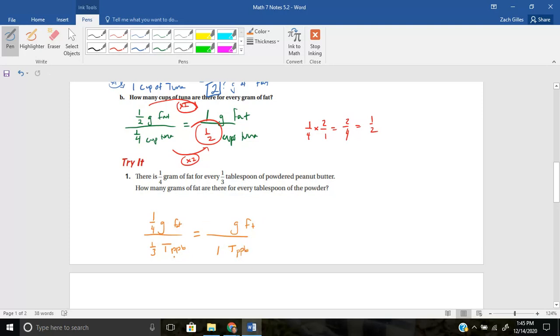Okay, well, how do I go from 1/3 to 1? What's that relationship? Well, it's just 3 times as big. I just multiply by 3. So to keep this ratio proportionate, I need to multiply my numerator by 3 as well. So 1/4 times 3 would just give me 3. 1 times 3 is 3. 4 times 1 is 4. 3/4 grams of fat for every 1 tablespoon of powdered peanut butter.